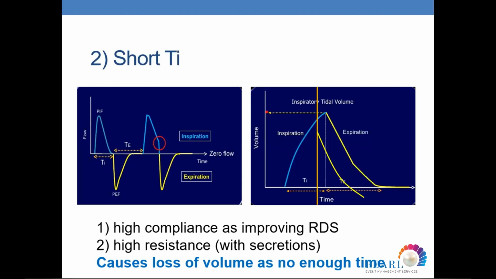Now, if there is a short I-time, usually, until proved otherwise, this is high resistance. There are secretions, you need to go and do suction. Sometimes, or initially in the preterm babies, when you give the surfactant, after the compliance improves, then you need to increase the I-time at that time. So it is either high compliance from improving RDS, or high resistance that needs suction.